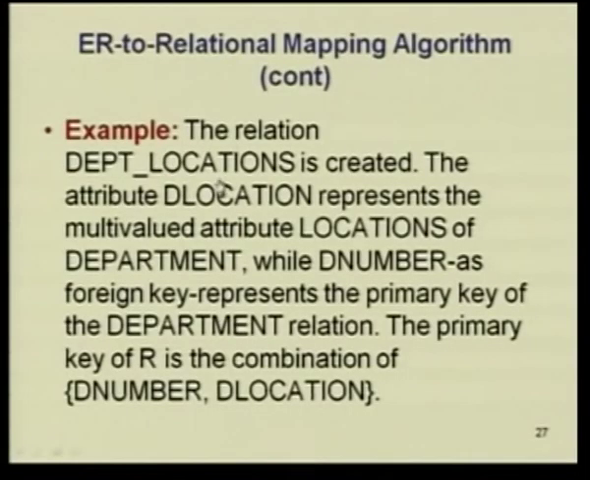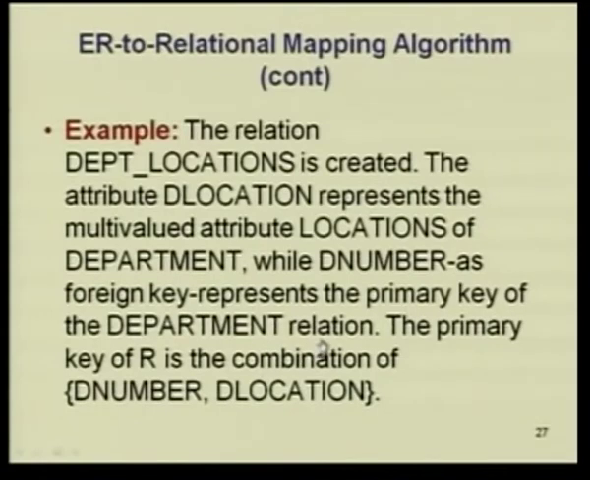Before the break, we were talking about how to map multi-valued attributes of the ER diagram into the relational model, and we have just looked at the theory of it. Let us look at an example. Let us assume that we have a relation department locations, and the attribute D location represents the multi-valued attribute locations of department. That means a department can be in many locations, while D number is the foreign key, representing the primary key of the department relation.